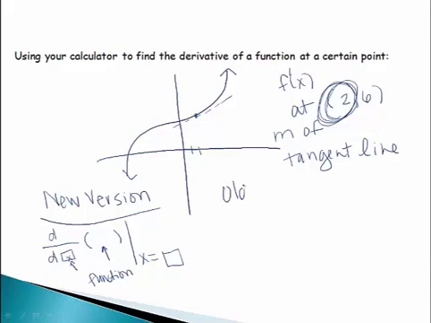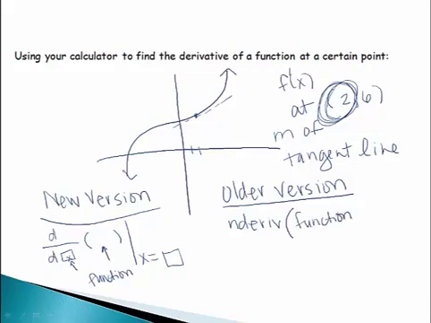Okay, now the older versions. I'm going to show you where it's at, but you're going to have to hit the nDeriv, which means n derivative, and then it's going to give you a left parenthesis. You're going to have to type in the function correctly, and remember to put the comma, then put the letter x and put the comma, and then put the number they are asking for in regards to x. So if they say at the point x equals 2, then you'd have to put a 2 here.